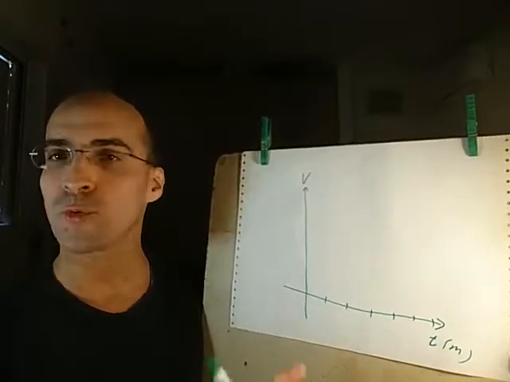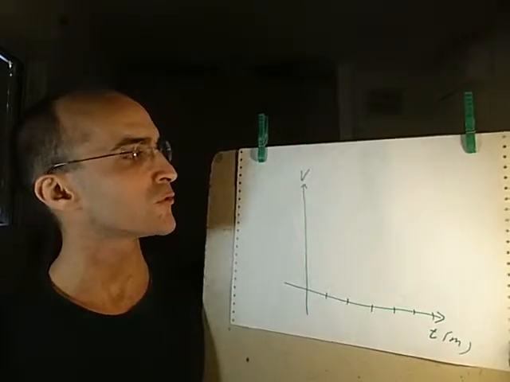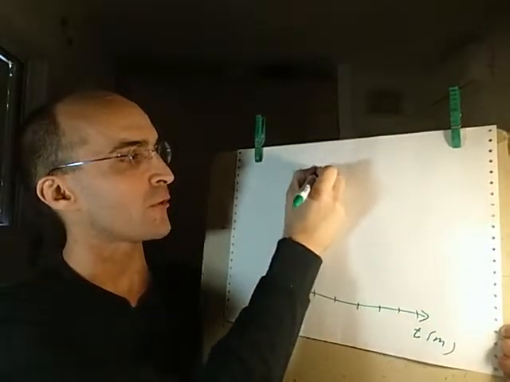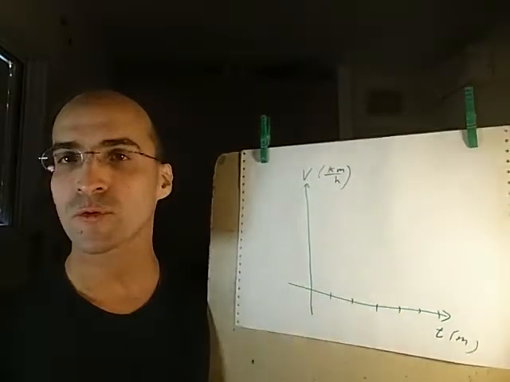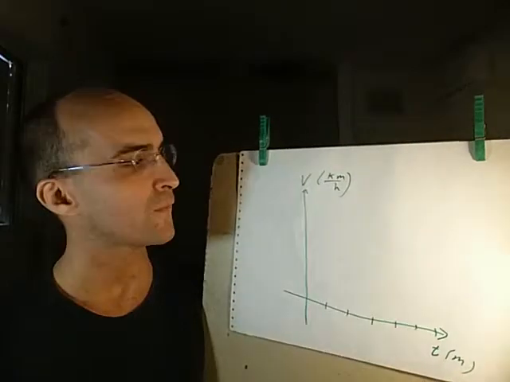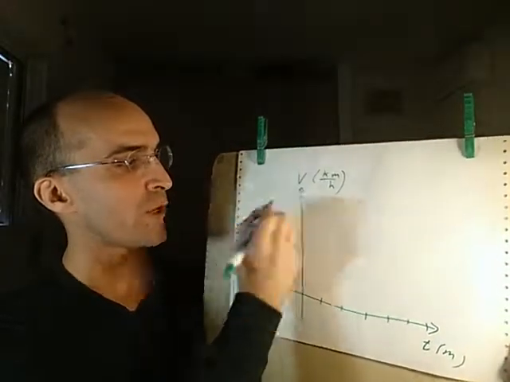And which units would you use for v, velocity? I would use kilometers per hour, because these are the units that we used in the previous video. And let's put 60 kilometers per hour right here.